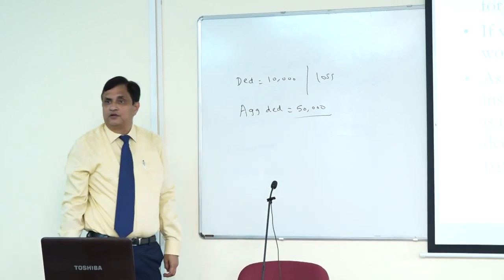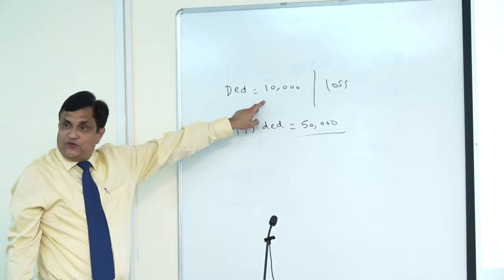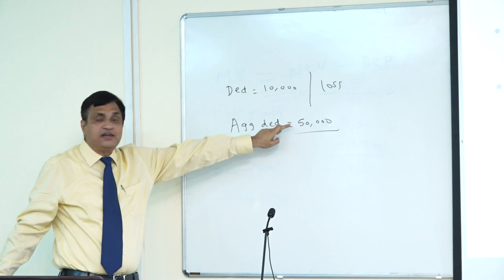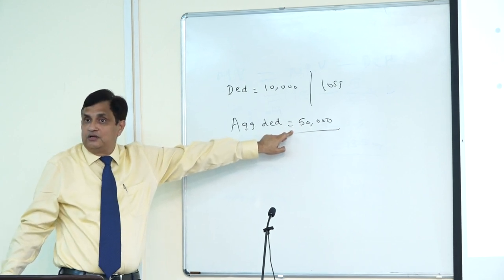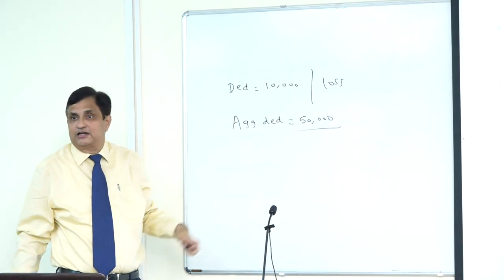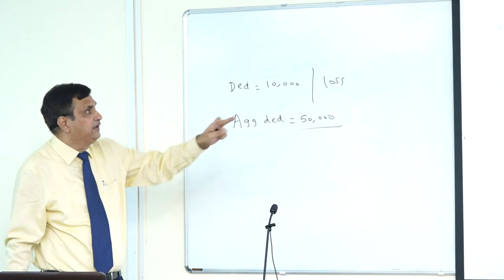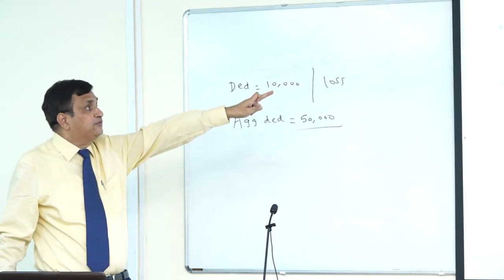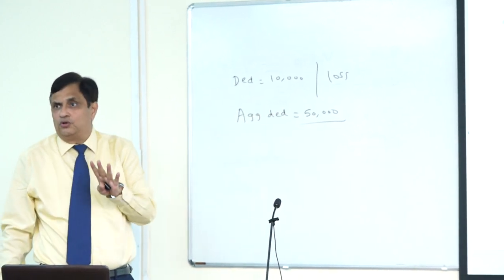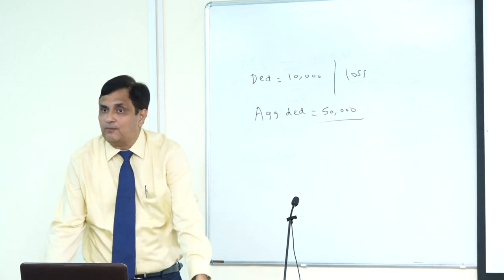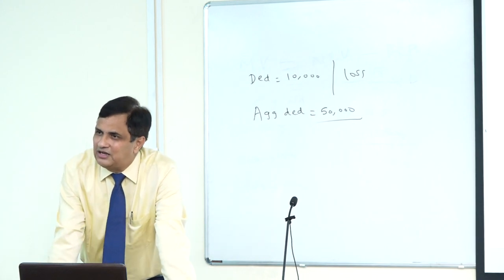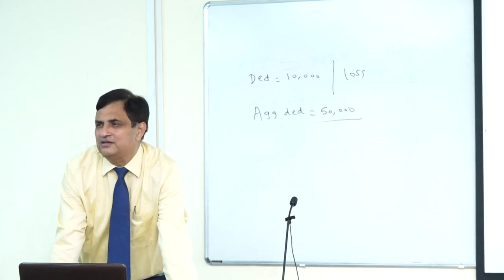When you say this, what will happen is, for the first 5 losses, you will deduct 10,000. From the 6th loss, because the aggregate deductible is over, you will not deduct anything, you will pay the full amount. That is the advantage of an aggregate deductible. Am I clear here? Second, sometimes a working excess is also introduced. That means, along with an aggregate deductible, after the 5th loss I am not going to deduct 10,000 rupees, but I don't want to deduct nothing either. I will introduce something called a working excess of 1,000 rupees.